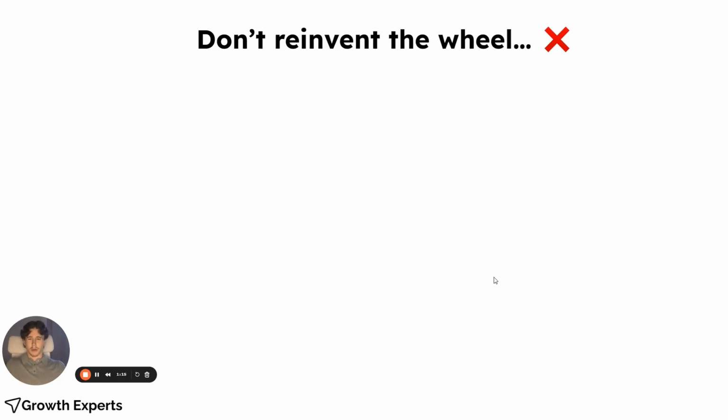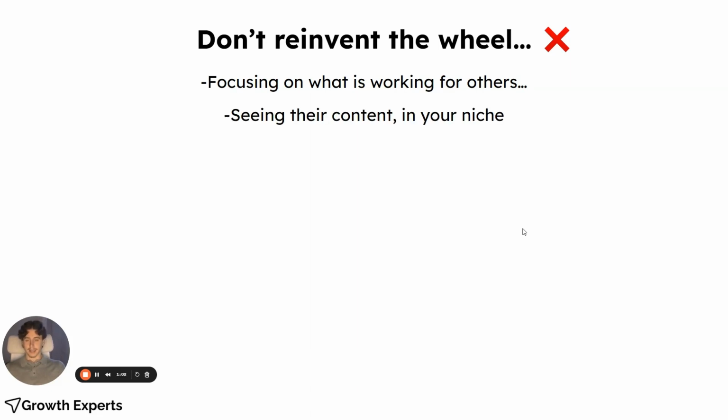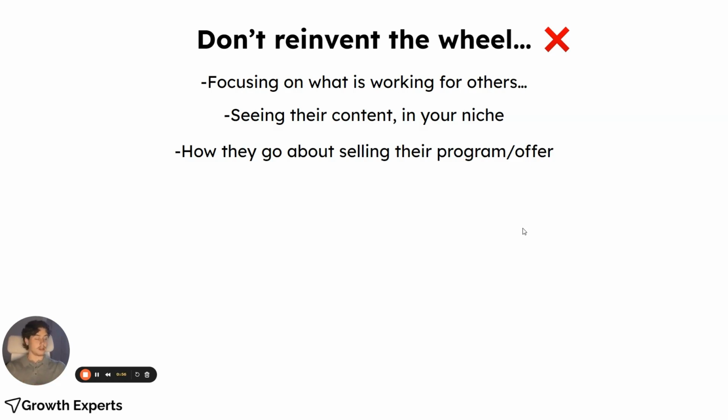So it's super important to not reinvent the wheel, right? Focus on what is working for others, especially in your niche, right? If you have content that's actually not converting, then just look at what others are doing to get converting content. Look at their content in your niche, how they go about selling their offer, their program. If they do sell something, how do they actually convert people in? Do they have a lead magnet? Are they asking you to comment on their video? What are they doing to actually transfer those people?